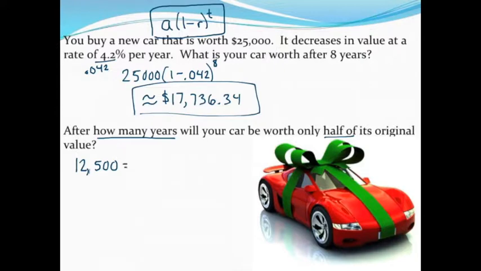So let's rewrite the rest of our model to see if we can figure out a way to solve this. So we had $25,000 as the initial amount. We were losing value, so I had 1 minus 0.042. And then this time, I don't know what the years is. That's the question. So I'm just going to put a T or an X up there because that's what I'm trying to work out.